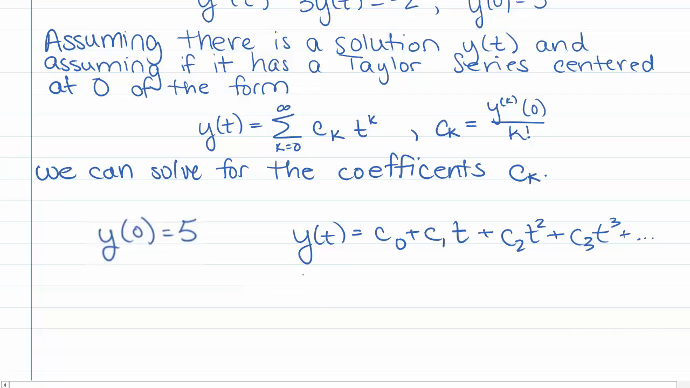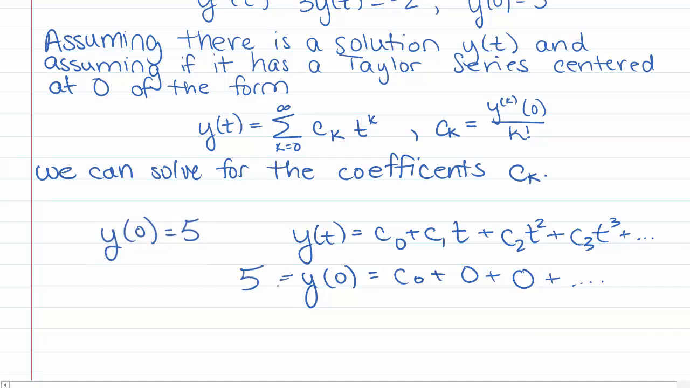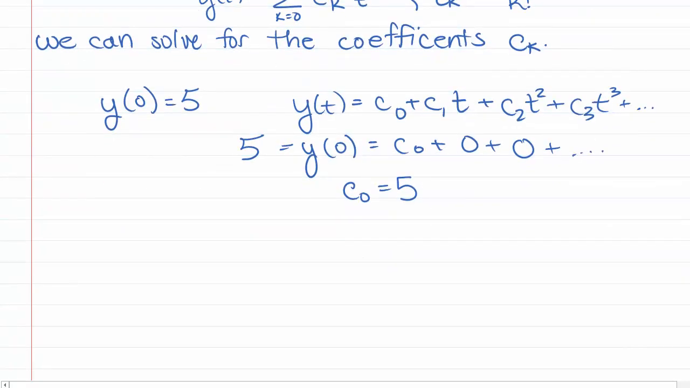We know if we plug 0 into that, the only thing left is going to be that c0. Every other term is going to be 0. So we should be able to say that 5 is equal to y of 0, which is equal to c0 plus a whole bunch of zeros. So c0 has to be 5. Okay, well that's great, but that seemed like a trick. Can I say anything about any of the other coefficients?